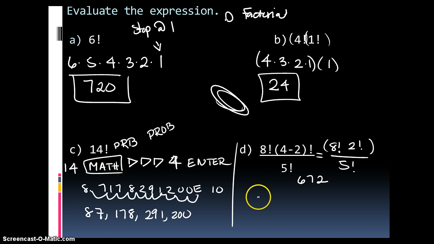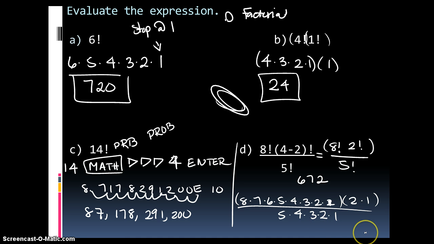672. But if you did not have it and you only had a baby calculator, you can do 8 times 7 times 6 times 5 times 4 times 3 times 2 times 1 for your 8 factorial times 1, and then your 2 factorial is 2 times 1. All over, well, what's 5 factorial? 5 times 4 times 3 times 2 times 1. Cancel what you can cancel, and what's left is just 8 times 7 times 6.